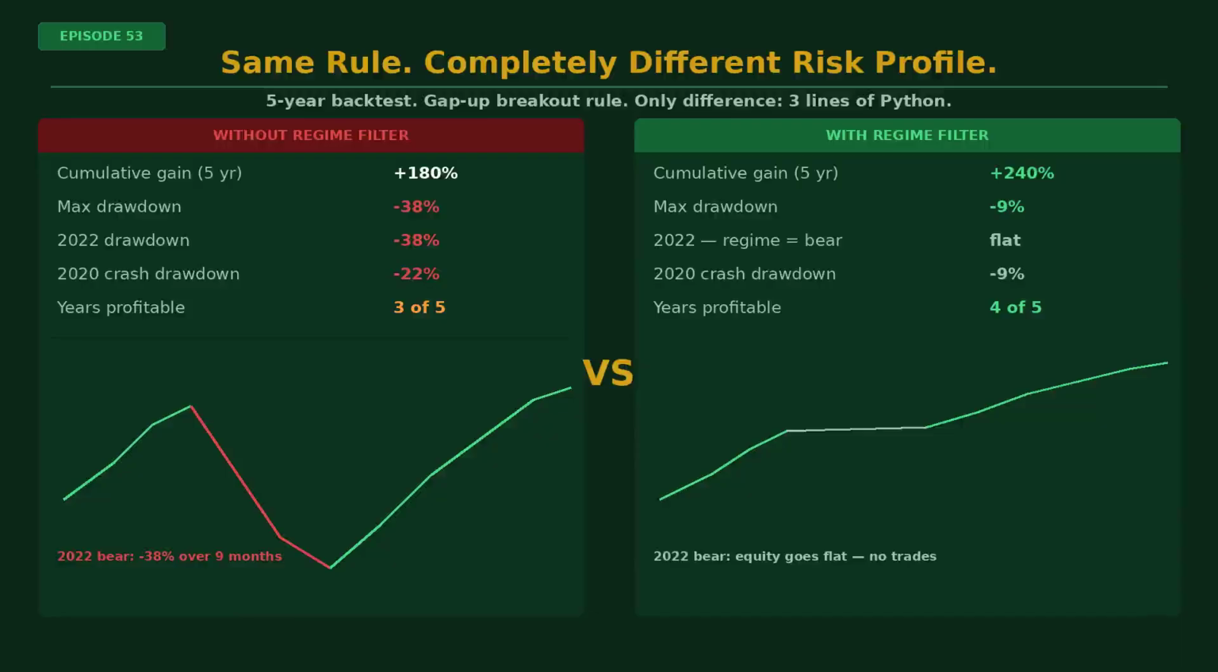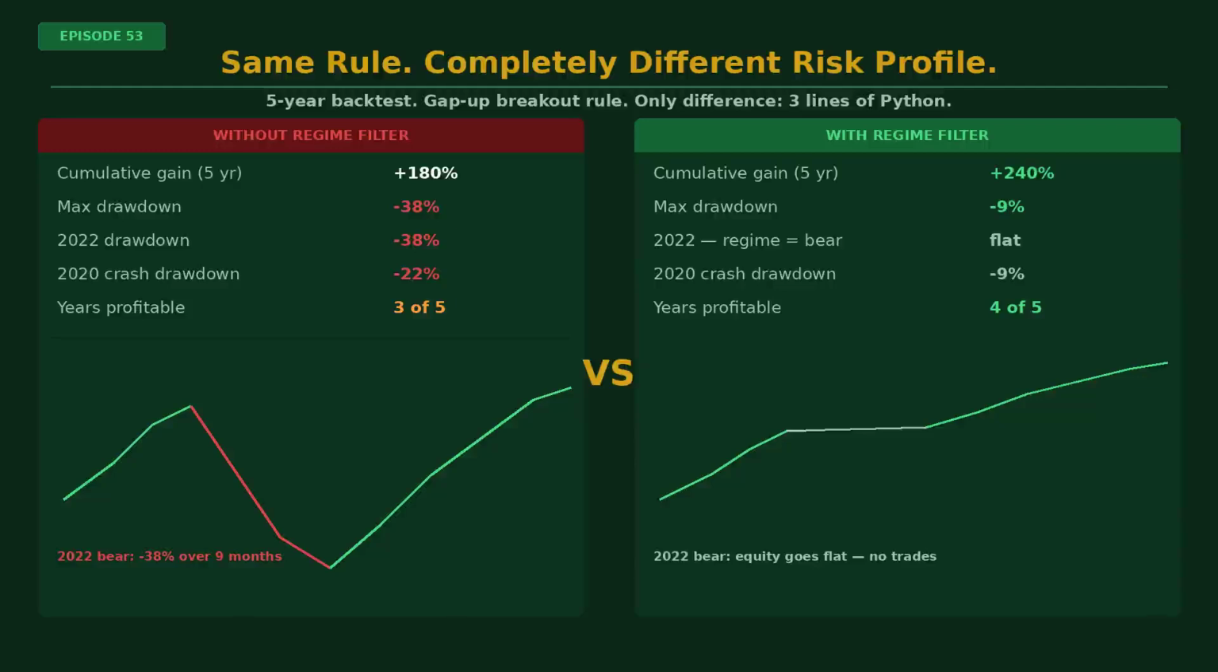But 2 of those years were brutal. 2022 took down 38%, and the 2020 crash knocked another 22% in 6 weeks. The drawdowns were long, painful, and nearly destroyed the edge.